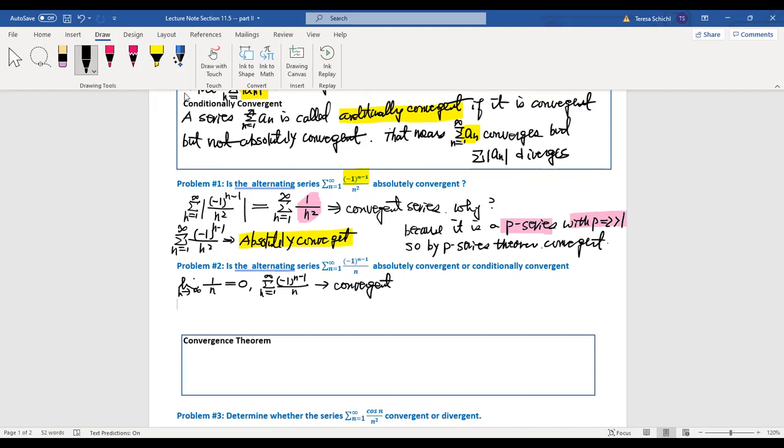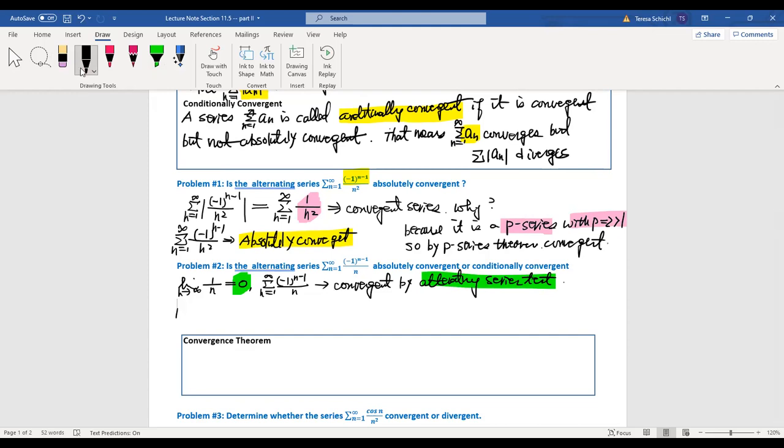Why? Because of the alternating series test. We know that if you let the a_n term's limit as n approaches infinity approach 0, then I know this converges because of the alternating series test. So I know this alternating series is converging. Okay, now let's take a look.